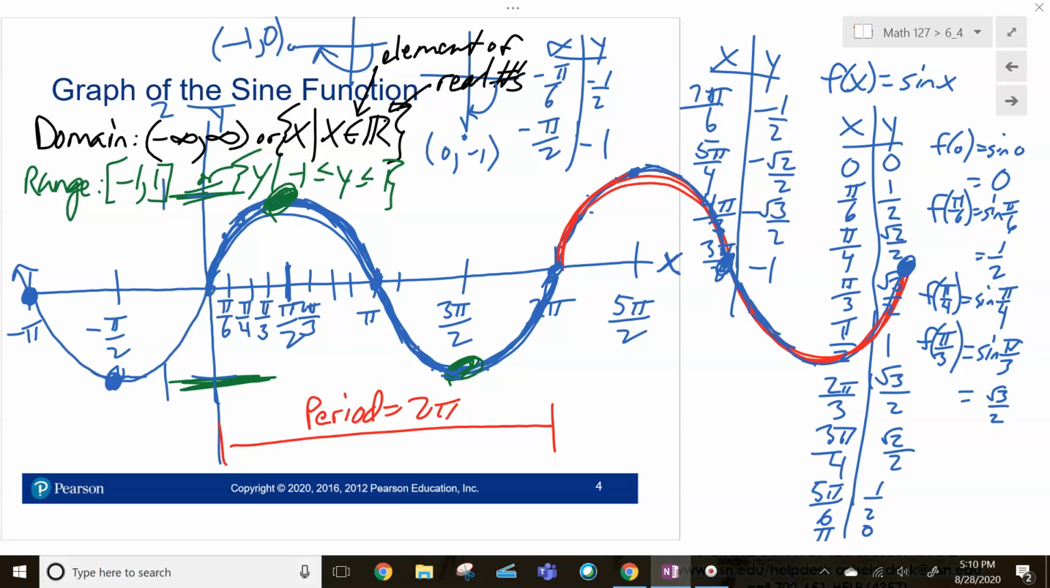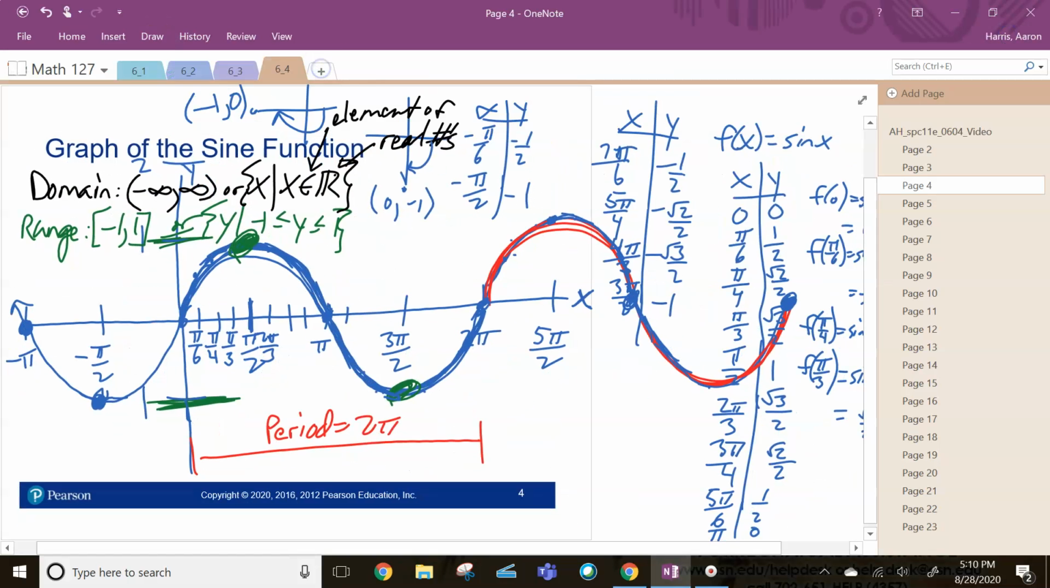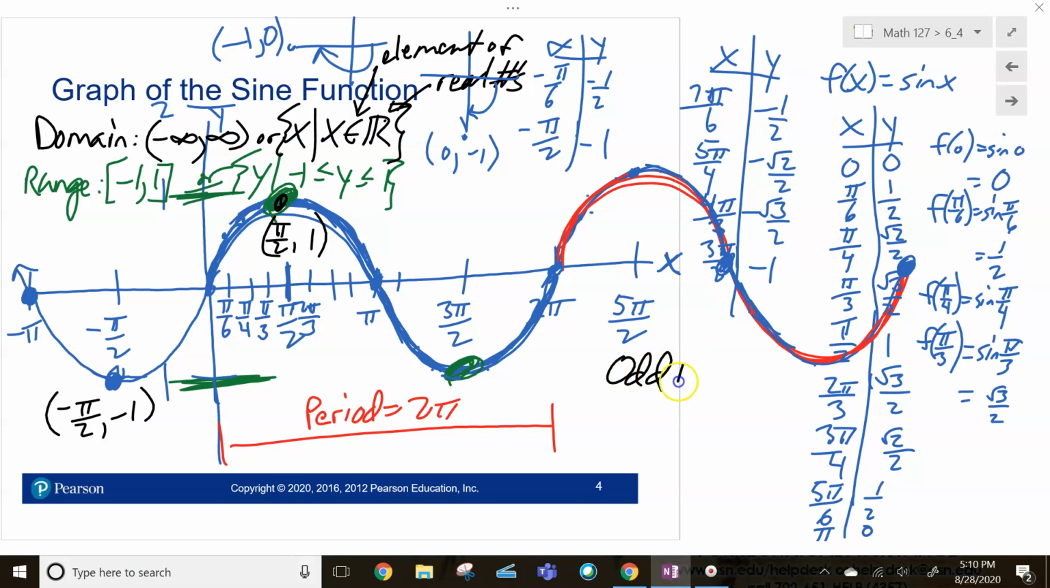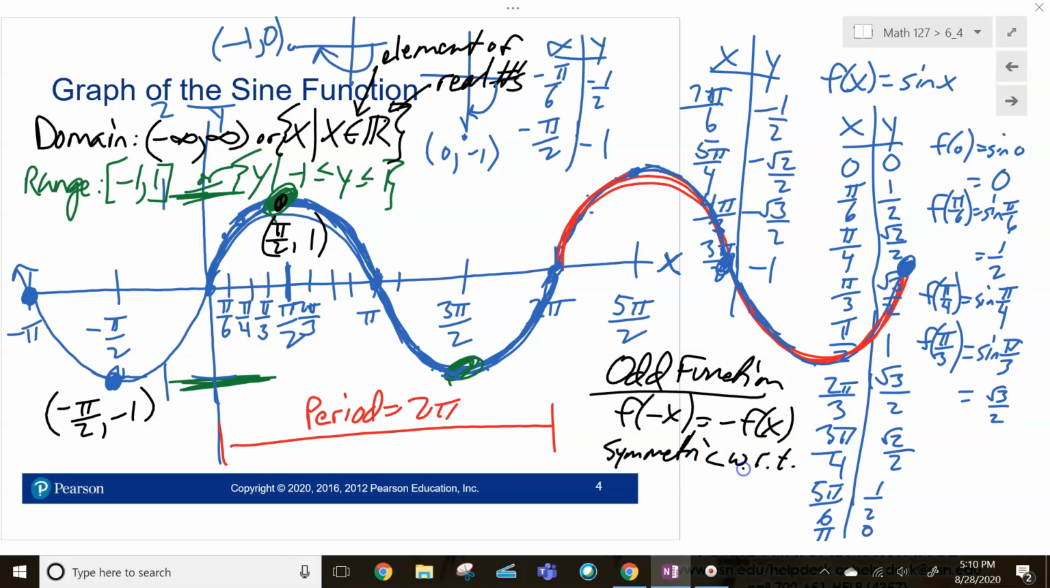Notice also the sine function is odd. Like you have this point, pi over 2, 1. If you plug in negative pi over 2, you get negative 1. So this is an odd function. In other words, f of negative x is negative f of x, if you remember from your pre-calculus 1 course. Odd functions are symmetric with respect to the origin. When we say symmetric with respect to the origin, that means it flips around the y-axis to here and then the x-axis to there. It flips it and then it flips it again, about the y-axis and then the x-axis. So symmetric about the origin.